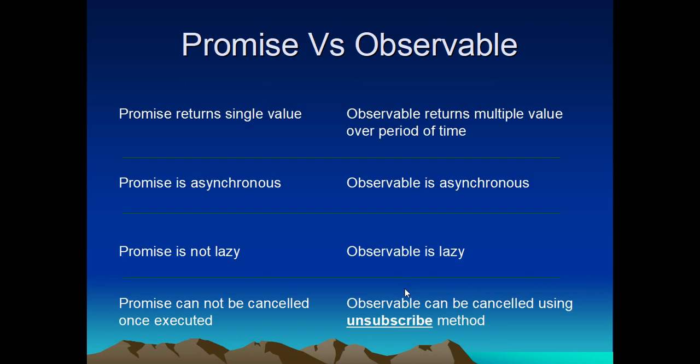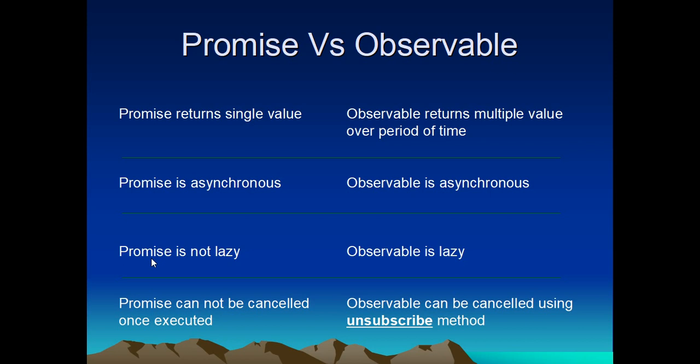So this is the difference between promise and observable. Promise returns a single value, whereas observable returns multiple values over a period of time. Then both are asynchronous in nature. It means they do not block the user operations in the UI, or the current operation. They always run in the background. And third, promise is not lazy, observable is lazy.